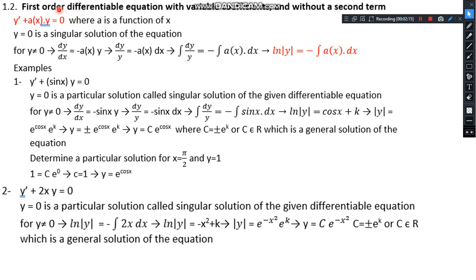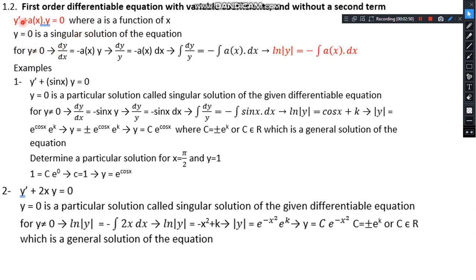Now, the second part of first order differential equations, when we have a variable coefficient. Here you have the variable coefficient for y, and without a second term, and here it's equal to 0. You want to write it as y prime plus y with a coefficient of x equal to 0. So here we say it's without a second term, and the coefficient of y is variable. So it's of the form y prime plus a(x)y equal to 0. If you have this form, y equal to 0 is a singular solution.